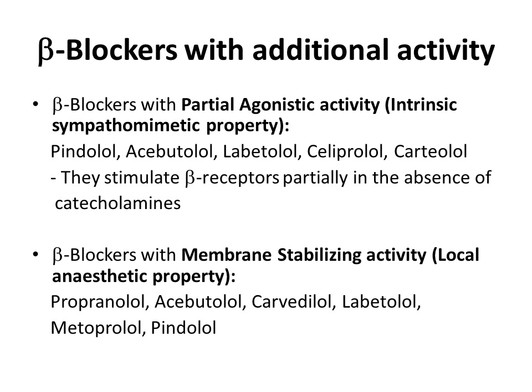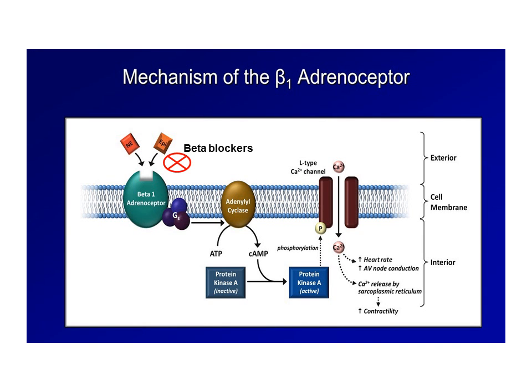Beta blockers with additional activity. The beta blockers with partial agonistic activity or intrinsic sympathomimetic property. These are pindolol, acebutolol, labetalol, celiprolol and cartiolol. These drugs stimulate beta receptors partially in the absence of catecholamines. Beta blockers with membrane stabilizing activity. They have local anesthetic property. These drugs are propranolol, acebutolol, carvedilol, labetalol, metoprolol and pindolol.